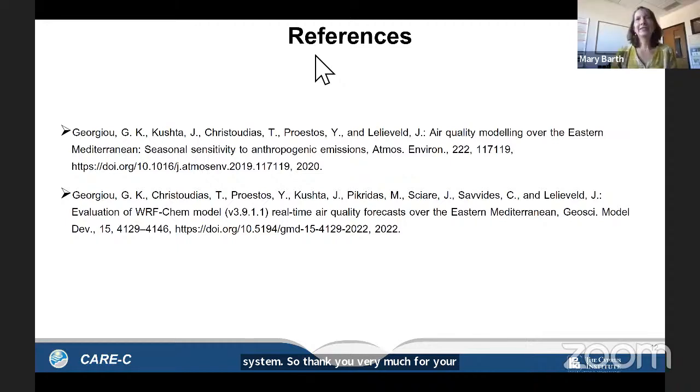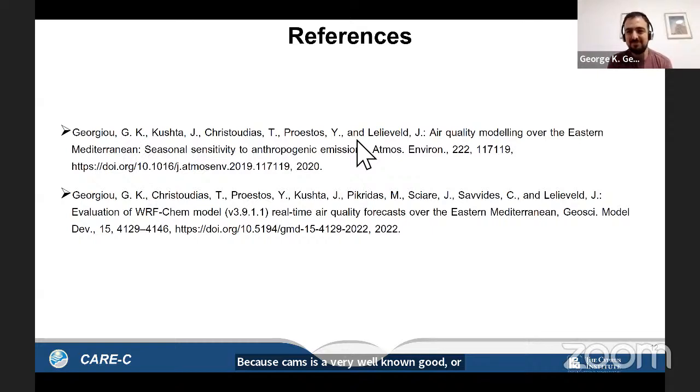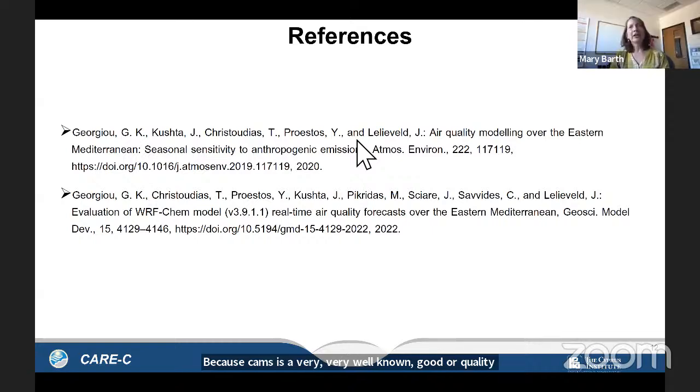And thank you, very nice talk. And it's always great to see WRF improve the air quality forecast, because CAMS is a very well-known good global air quality forecasting system. So that's definitely nice to see.